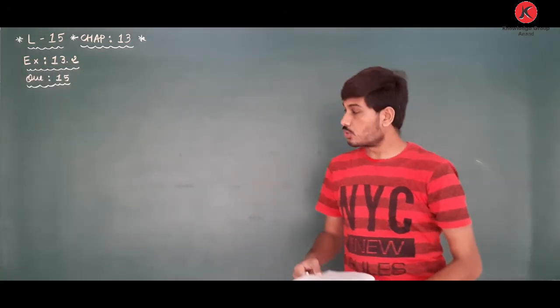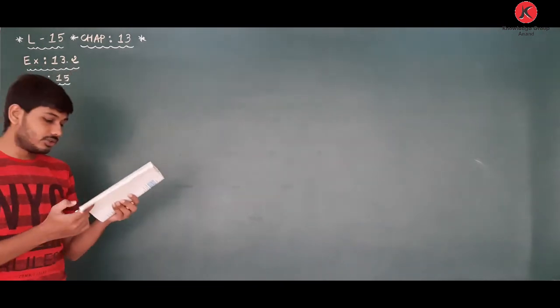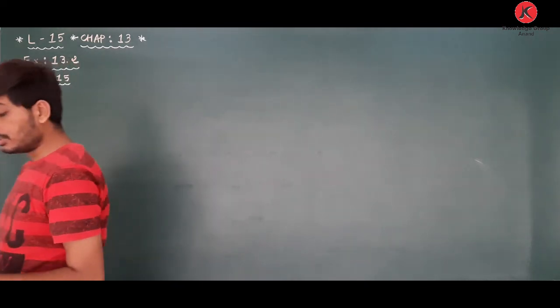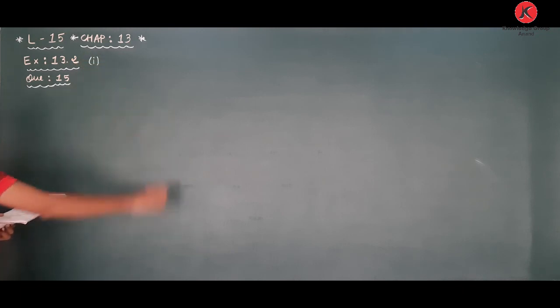Let's see here. The question is question number 15. One card is drawn at random from a well-shuffled deck of 52 cards. In which of the following cases are the events E and F independent? You are given two events, E and F, and you have to check whether they are independent or not, and tell in which case they are independent.